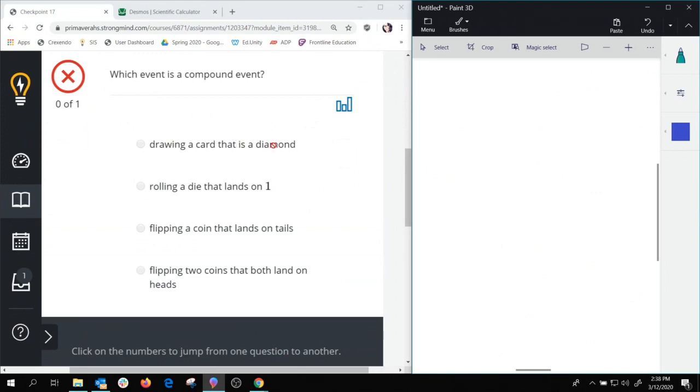So for this first one, it says drawing a card that's a diamond, rolling a dice that lands on 1, flipping a coin that lands on tails, and the last one says flipping 2 coins that both land on heads. So out of those 4, which one are you doing 2 things in? Like almost like which one are you doing 2 experiments at the same time?